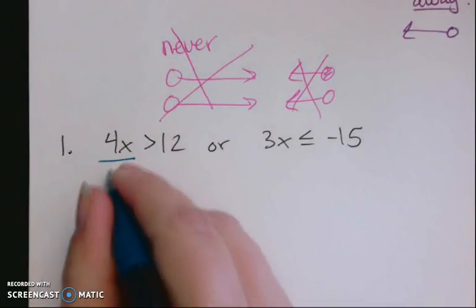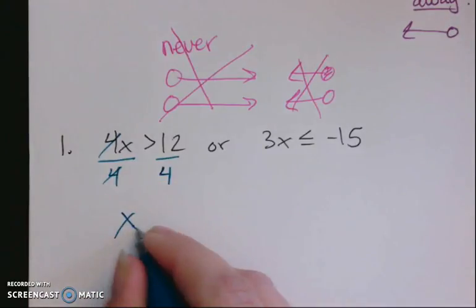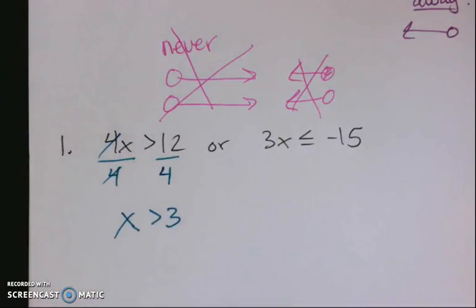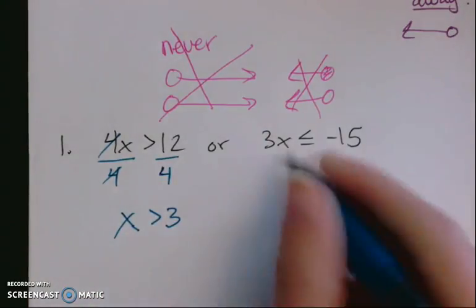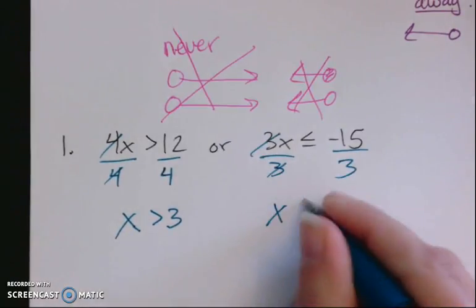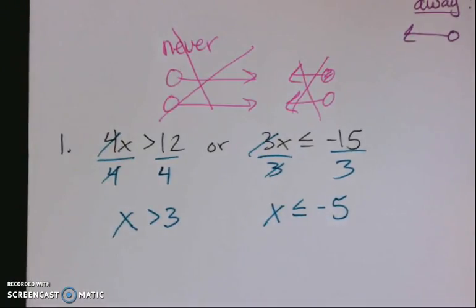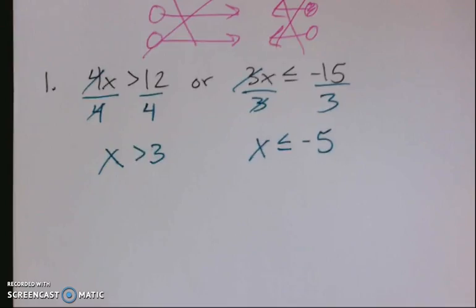We're going to divide by 4 on both sides. And x is greater than 3. And then solve this other one by dividing by 3 on both sides. So then we get negative 5. And then graph them both on the same number line.